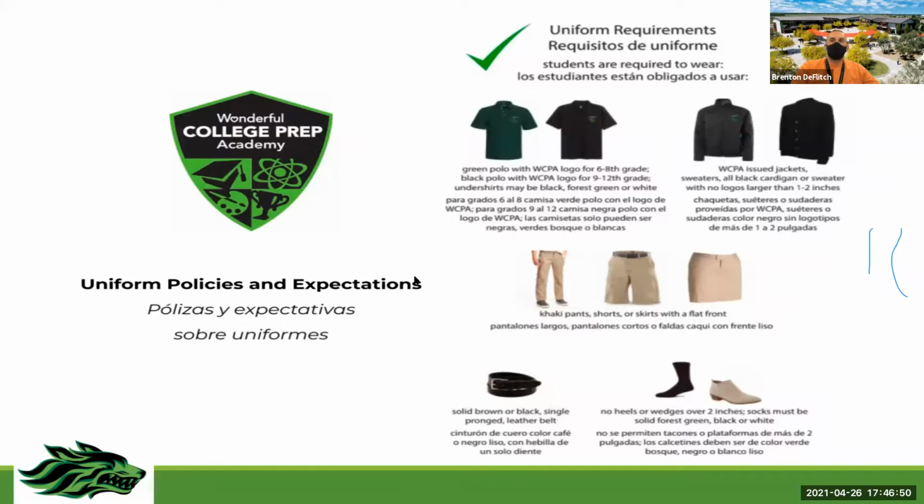And some of the biggest pieces to this is, again, once your child has their polo in hand, that they're wearing their WCPA shirts Monday through Thursday. They're wearing their khaki pants, shorts, or skirts, as well as their belt and the appropriate shoes. The most important thing here as well is that we're not wearing any open-toed or open-heeled shoes, and that we are not wearing any blue or red as well.